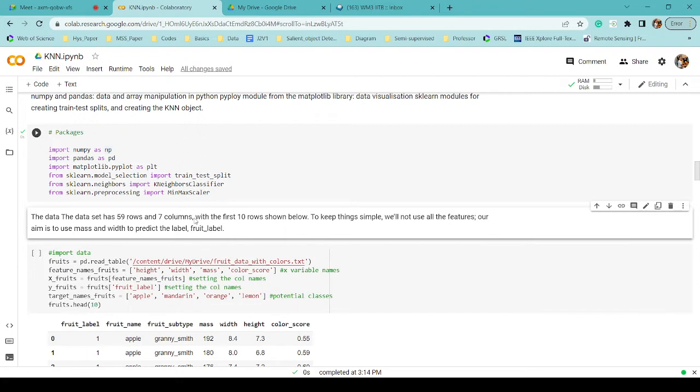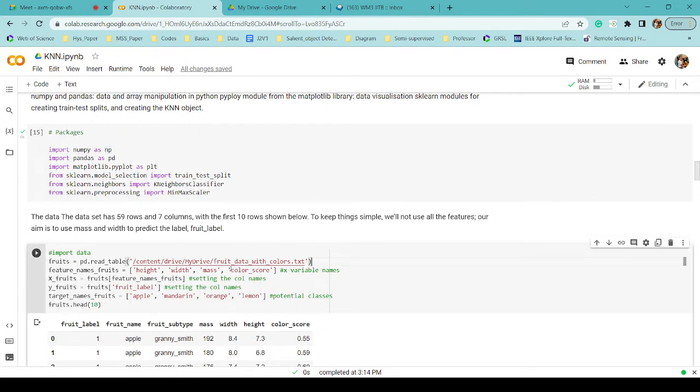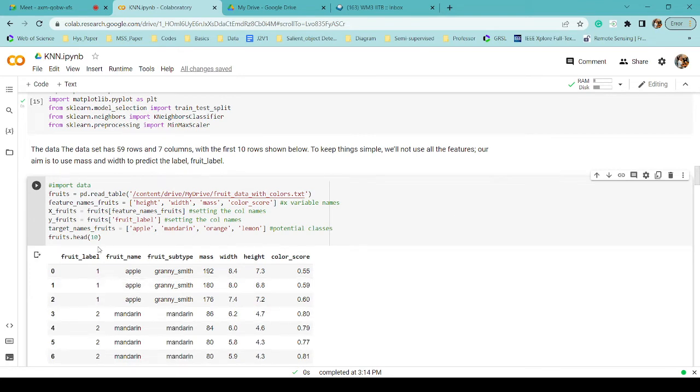Okay. So I am taking one data set which is called fruit data with colors. It has different kinds of fruit labels, four different fruits, and with the help of the fruit subtype, mass, width, height, color score, etc., it tells which kind of fruit it is. That fruit name is given as 1, 2, 3, etc. If it is 1, it means apple. If it is 2, mandarin. 3, orange. 4, lemon. So there are 4 classes.